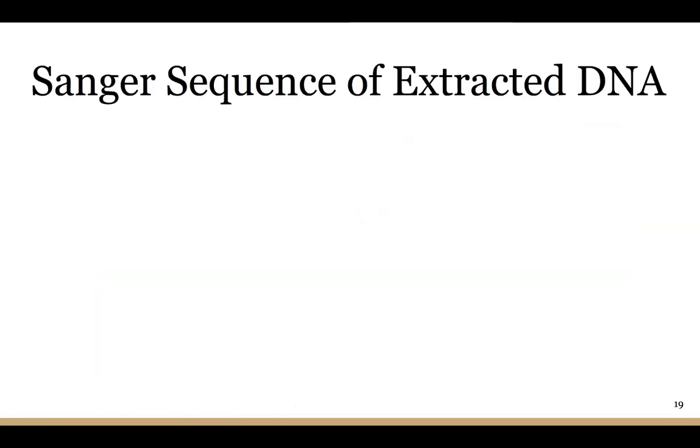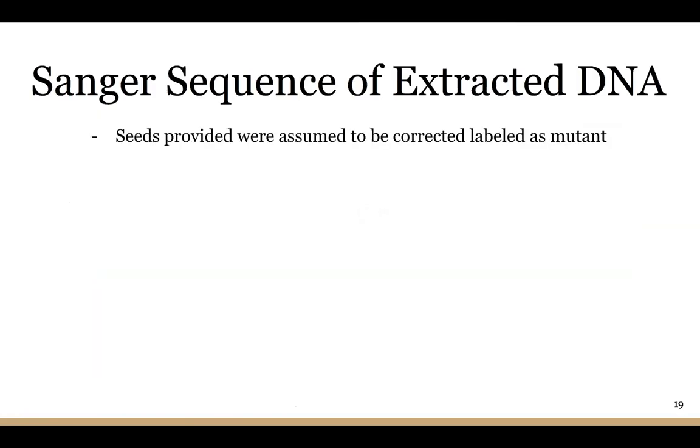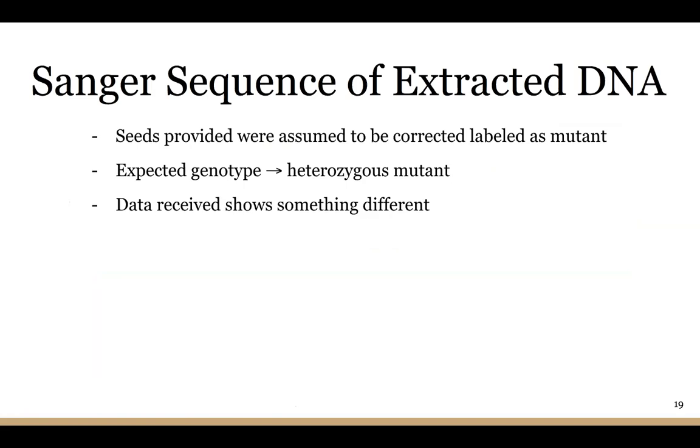The seeds provided at the beginning of the semester were assumed to be correctly labeled by those who studied the gene in past semesters. The expected genotype was heterozygous mutant with a single nucleotide polymorphism change from a G to an A. Our data derived from our extraction showed something different, though.